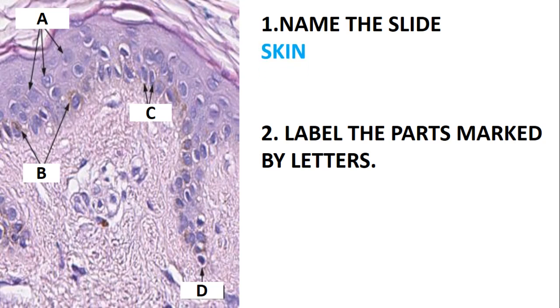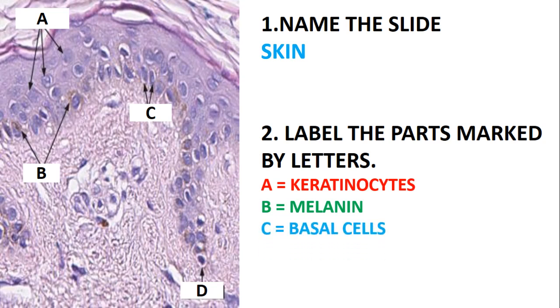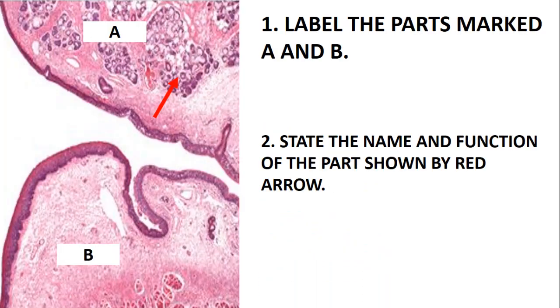Label the parts marked by letters. A is the keratinocyte, which is producing the keratin, and then B is the melanin, which has been produced by the melanocyte, and then C is the basal cells, and D is the melanocyte.